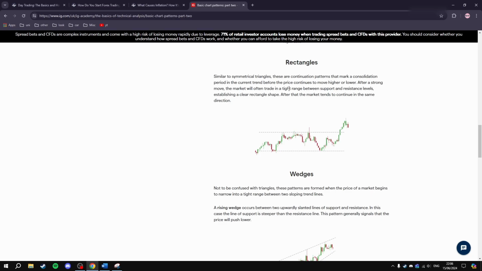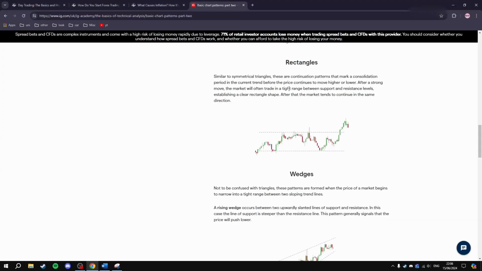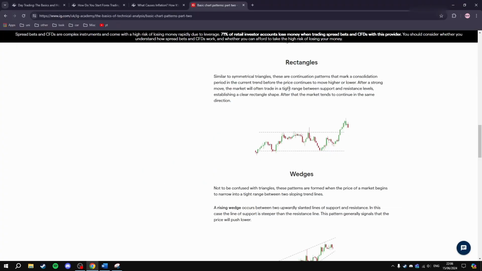So rectangles are continuation patterns that mark a consolidation period in the current trend before the price continues to move higher or lower.